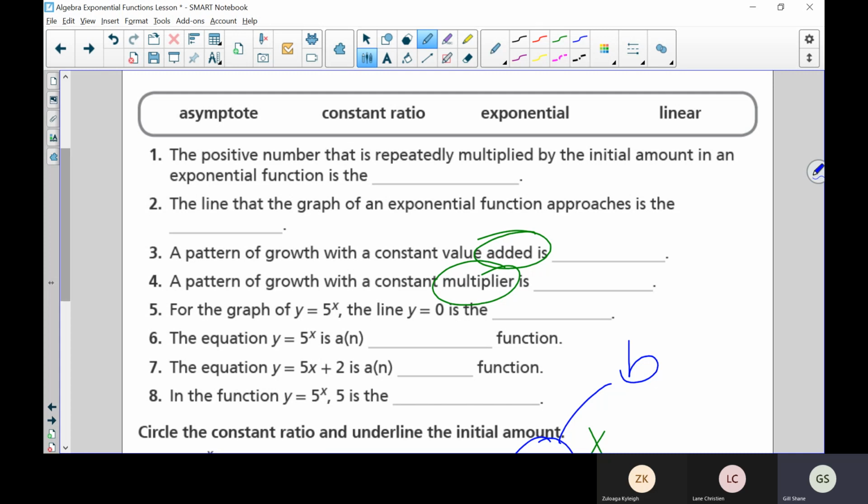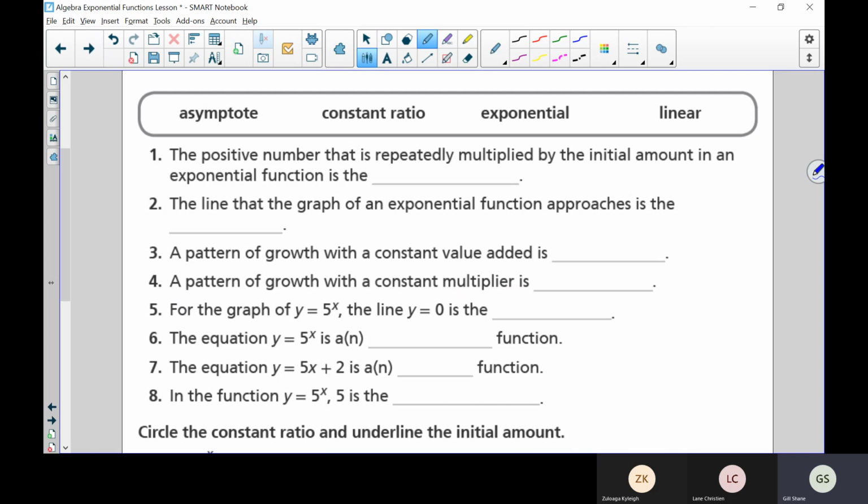All right, so here you go. Let's go through these real quick, just some definitions, kind of. I do have at least 3, maybe 4, understanding questions, where you're not solving anything, I just ask you a question and you have to explain it. The positive number that is repeatedly multiplied by the initial amount in an exponential function is the? Constant. We did all of this, it's all review. We go back over the stuff we did.